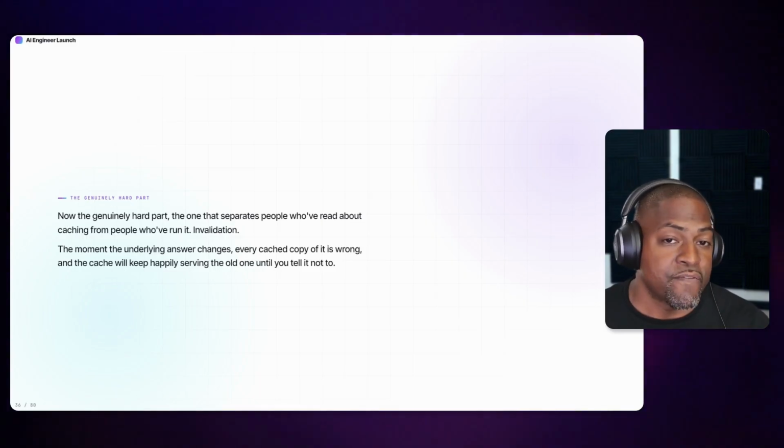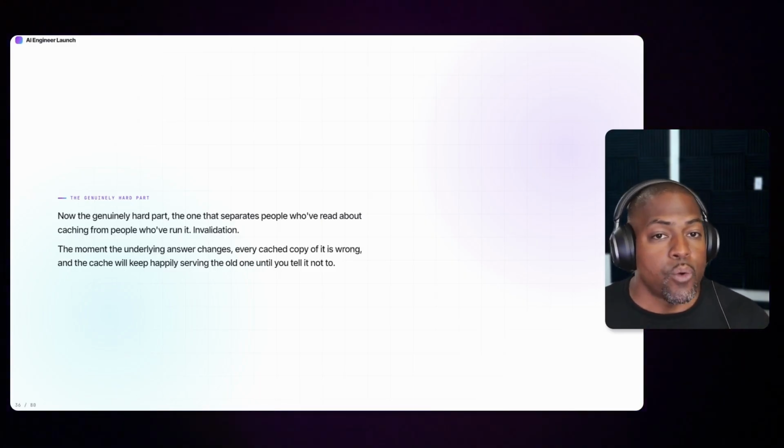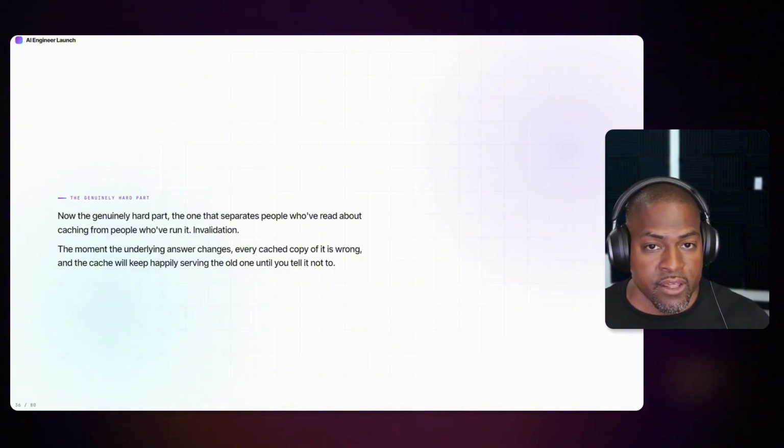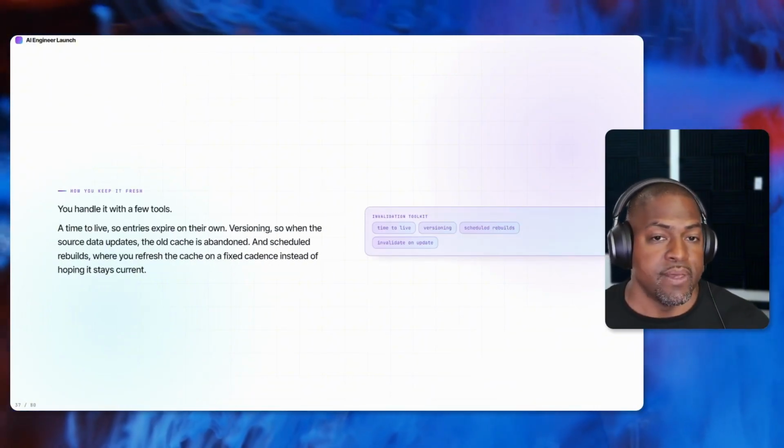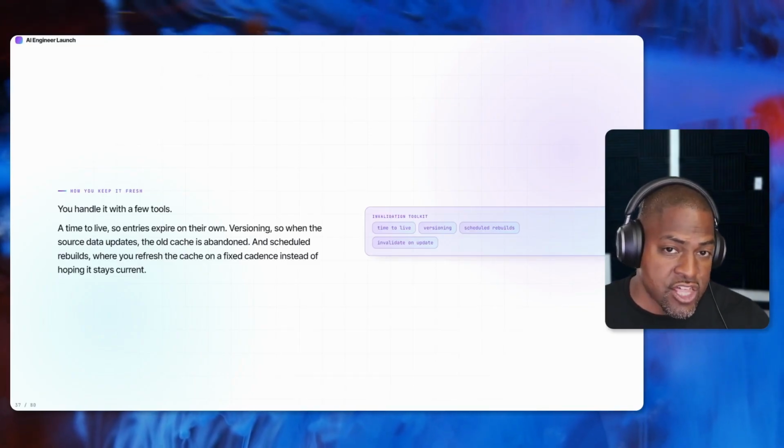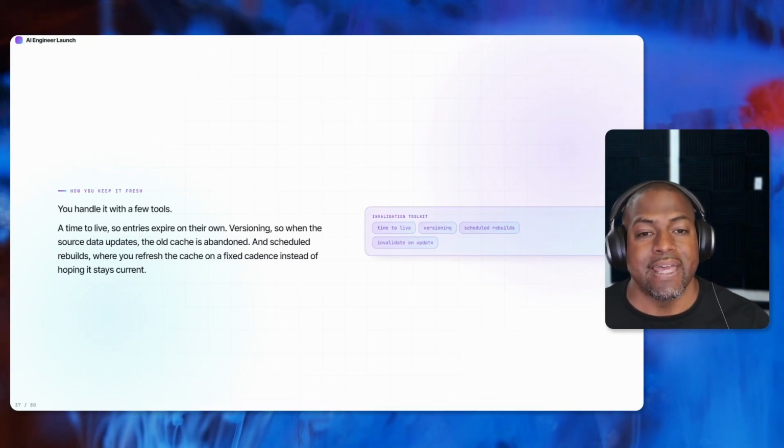You handle it with a few tools. A time to live, so entries expire on their own. Versioning, so when the source data updates, the old cache is abandoned. And scheduled rebuilds, where you refresh the cache on a fixed cadence instead of hoping it stays current.